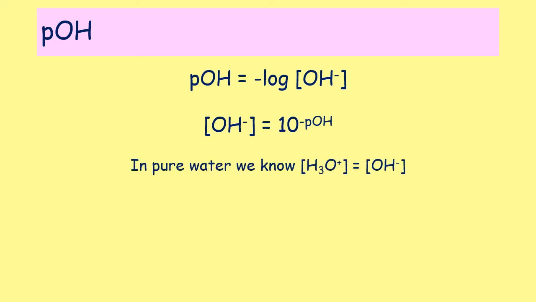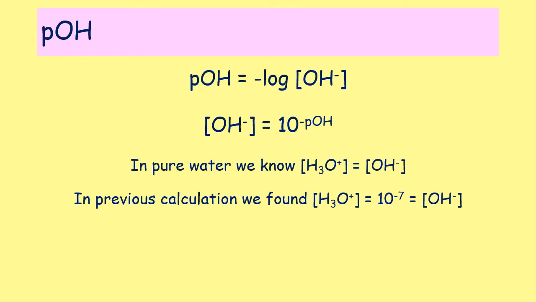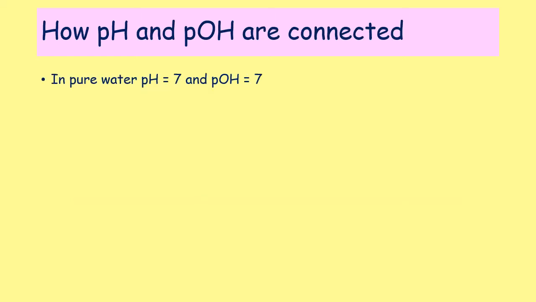So in pure water, again, remember, we know that the concentration of H3O plus equals the concentration of OH minus. In our previous calculation on the last slide, we found out that the concentration of H3O plus was 10 to the minus 7. That means that the concentration of hydroxide is also 10 to the minus 7. And so if we calculate our pOH using the equation at the top of this slide, we find out that the pOH is 7. So in pure water, pH is 7, pOH is 7. And we're going to look at how pH and pOH are connected to one another.